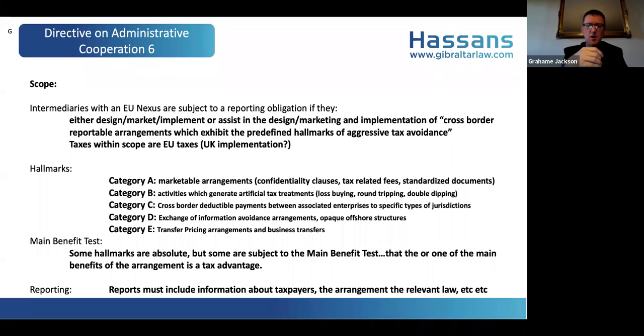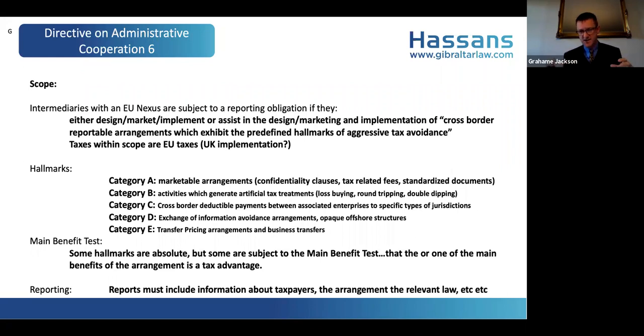And then finally, the report itself that you need to make under DAC6 must include information about the taxpayers, about the arrangement, about the relevant law upon which you've relied, the value of the arrangement, any other member states that it may concern. It's a very, very wide reporting. It's much stronger and wider than the CRS reporting.